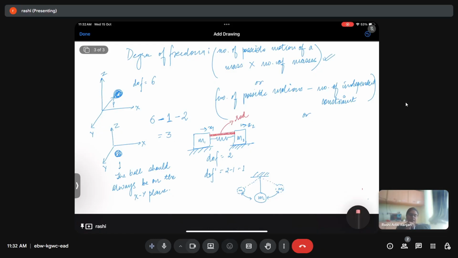Firstly, it constrains my system to be in the XZ plane. I'm not saying that it translates in the XZ plane, but that it is in the XZ plane. So if it is in the XZ plane, what does it mean?